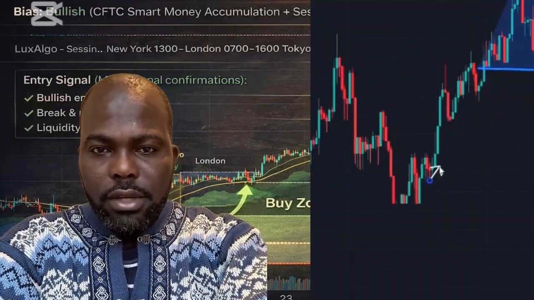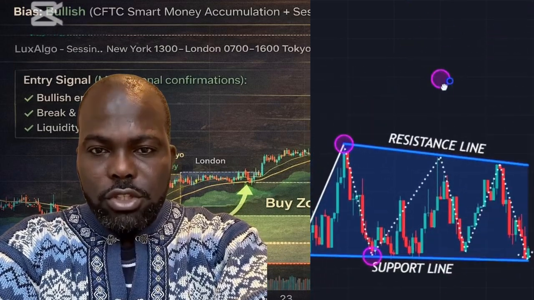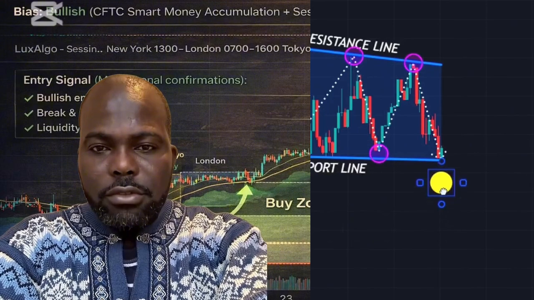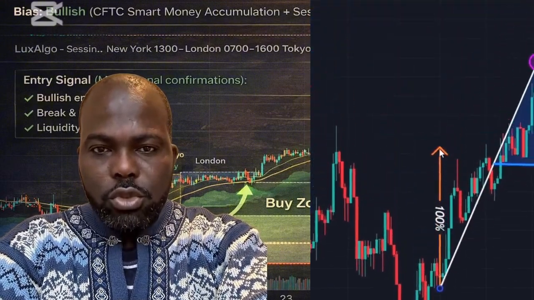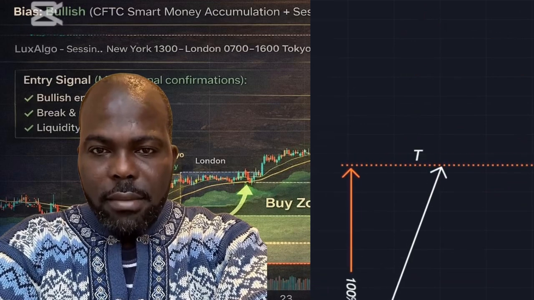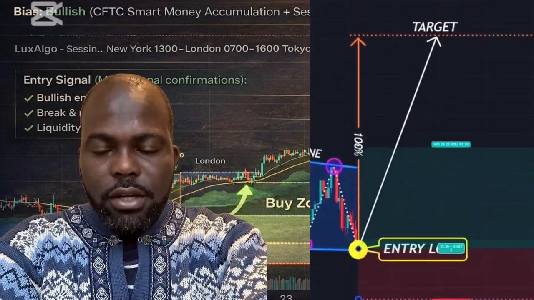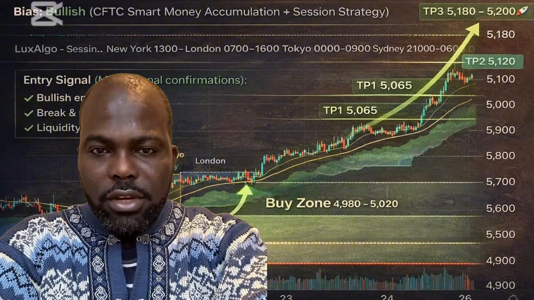Today, I want to properly explain how to use auto support and resistance on TradingView to enter trades correctly, especially if you trade gold XAUUSD on the 15-minute time frame. This is not about rushing trades or copying signals. This is about understanding what the market is doing and why you're entering a trade.